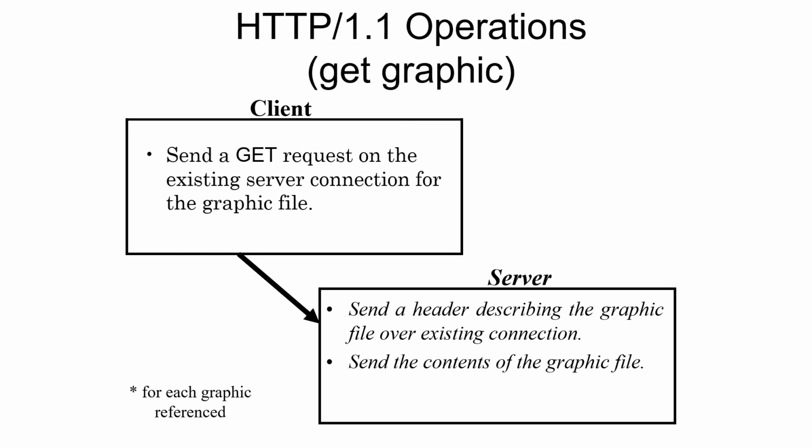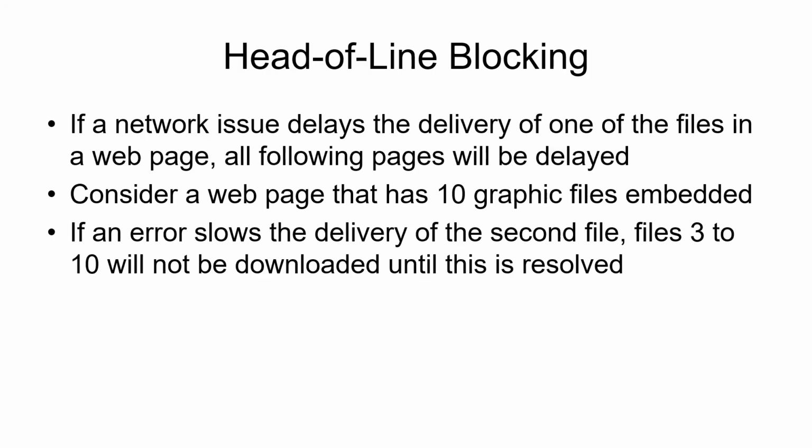Assuming that there are graphic pictures and stuff, the client will then send another GET request for the GIF or JPEG or other graphic files that you want, and the server will send a header for that file and then the contents of that graphic file. It will repeat this for each file that exists in that web page. So if you have a page that has all sorts of advertisements and all sorts of pictures, it will go on and on and on, requesting more and more of these files.